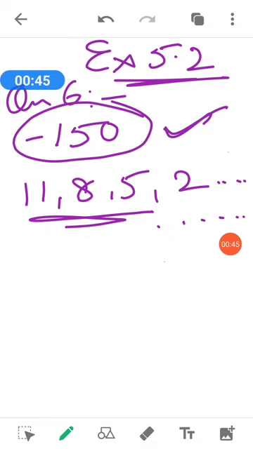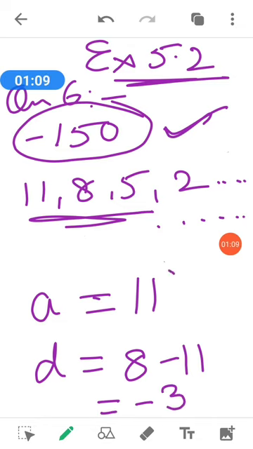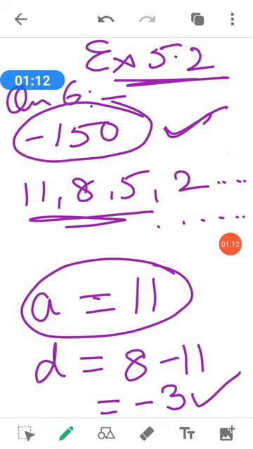So from this AP, first we have to find out the value of A and the value of D. We all know that the value of A means the first term. So value of A here is 11, and D we can get from other two terms, that means 8 minus 11, and the value of D will be minus 3. So now we are having the values of A and D. Now we will check whether this minus 150 is a term of this given AP or not.